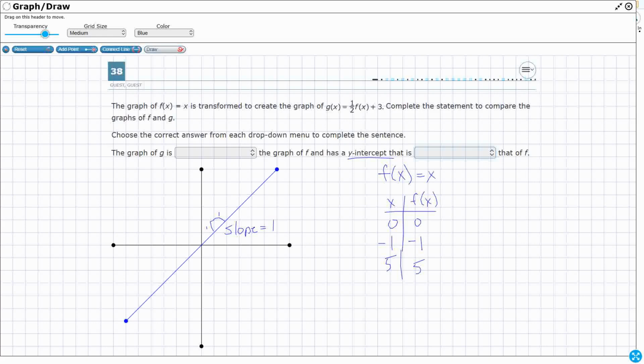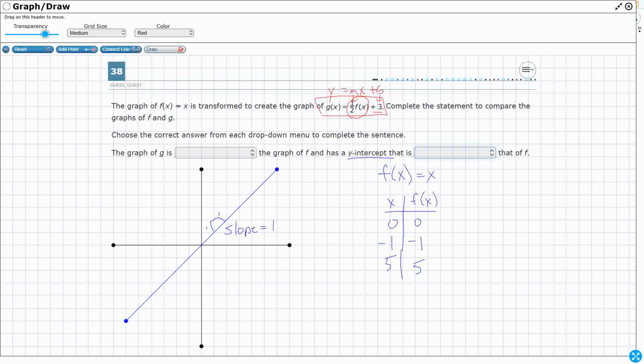Now, this is where it gets interesting. Let's change this to red. Now I've got this g of x, and I'm doing two things to it. First, I'm taking half of that, half of the f of x, right? And that's going to affect the slope. And then I'm adding a plus 3. If we think of slope-intercept form, y equals mx plus b, we're affecting the y-intercept, and we're also affecting the slope. Let's think about that, okay?